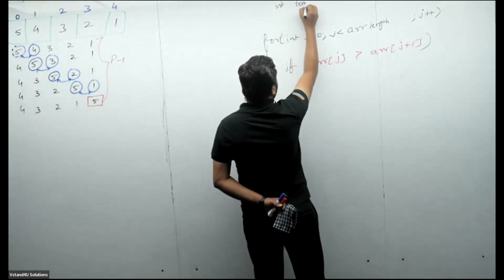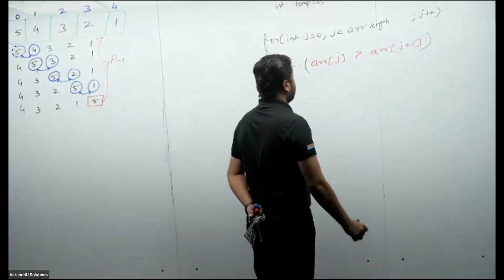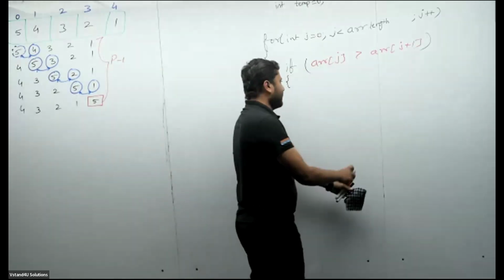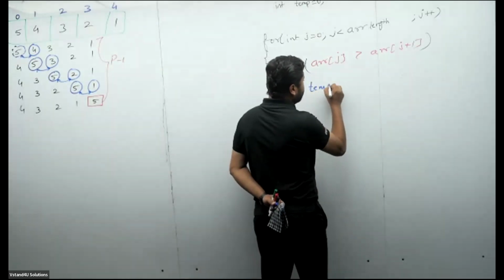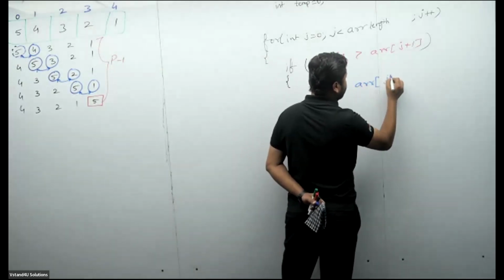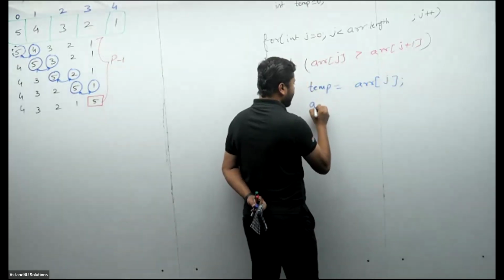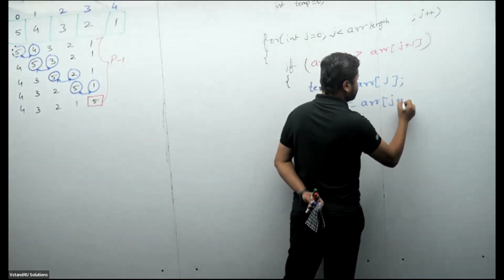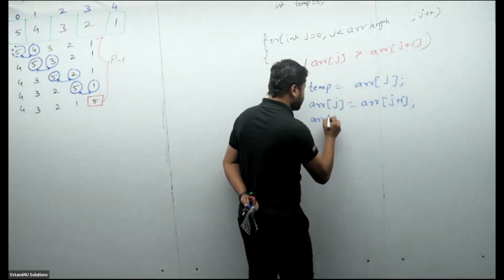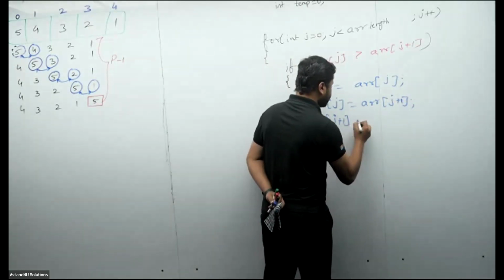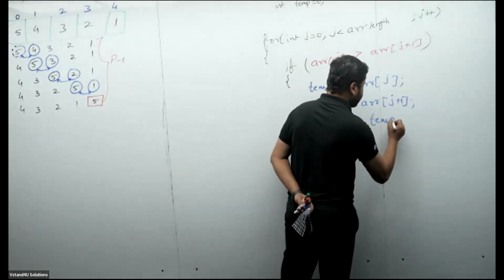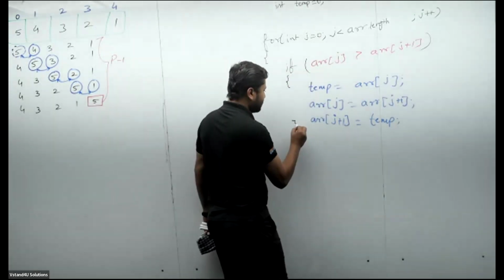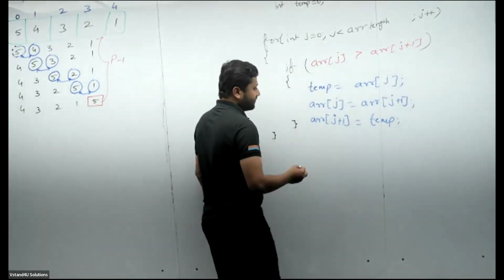Int temp equals 0. I have taken it for swapping purpose. What is the activity we'll do? First, take one of the elements and keep it into temp equals ARR of J. Then ARR of J should be ARR of J plus 1. Then ARR of J plus 1 should be assigned by temp. This is the basic logic of swapping. Am I right? And shall I end this? Okay.